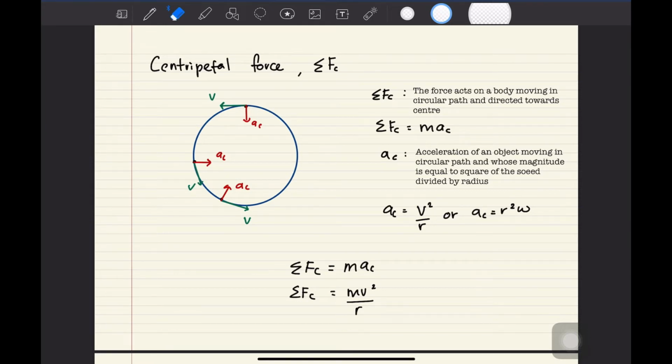It will be towards the center. The formula is similar to summation of F equals MA, but since this one is centripetal, I will put A as the centripetal acceleration as well. What does AC mean? It's the acceleration of an object moving in a circular path, whose magnitude is equal to the square of the speed divided by the radius. That one is just the definition.